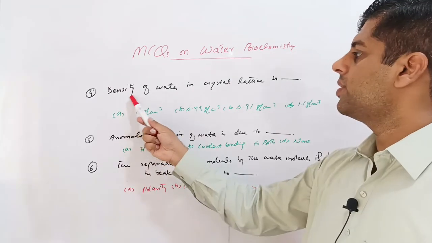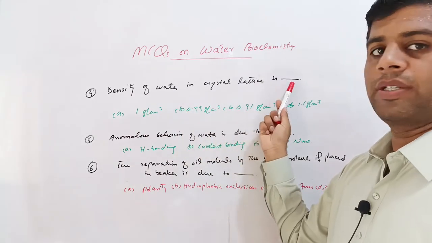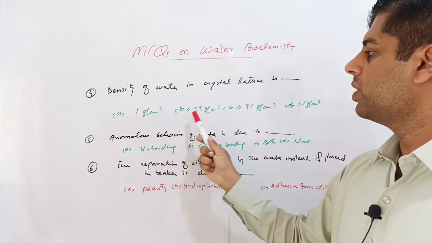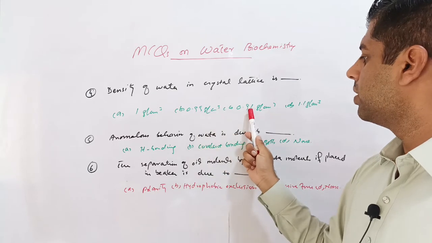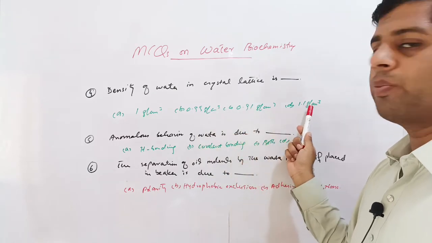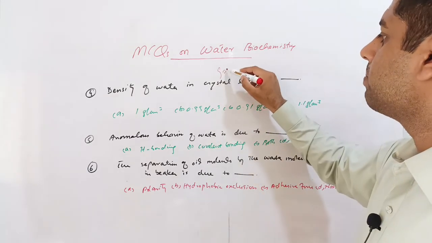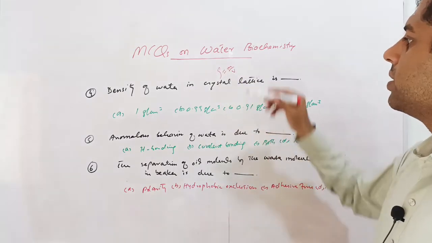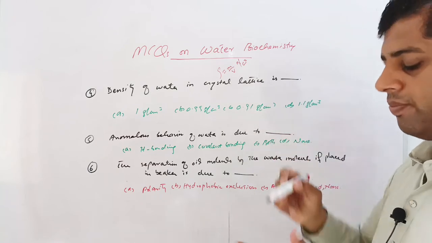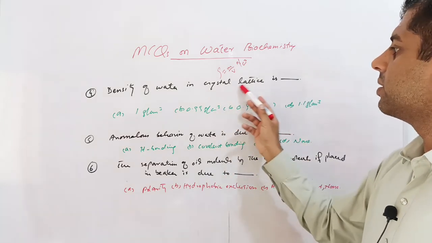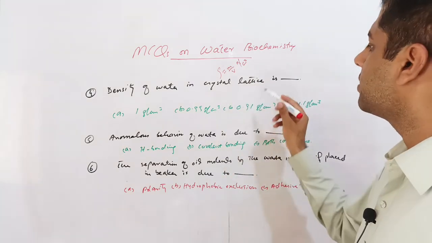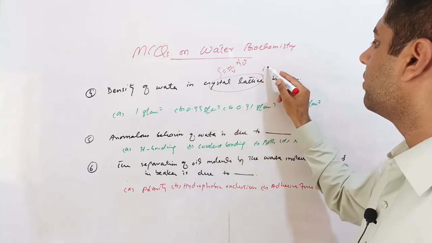The next question is: the density of water in crystal lattice is. The given options are 1 gram per centimeter cube, 0.95 gram per centimeter cube, 0.91 gram per centimeter cube, or 1.1 gram per centimeter cube. We know that density is mass per unit volume, so its unit is gram per centimeter cube. And the crystal lattice here basically refers to the crystal lattice of ice.